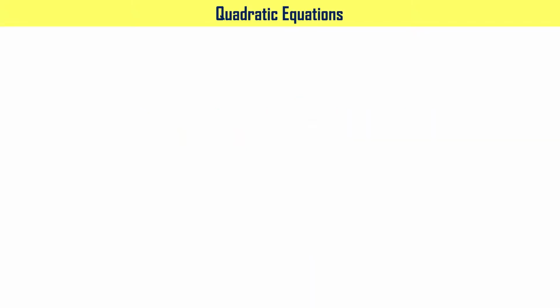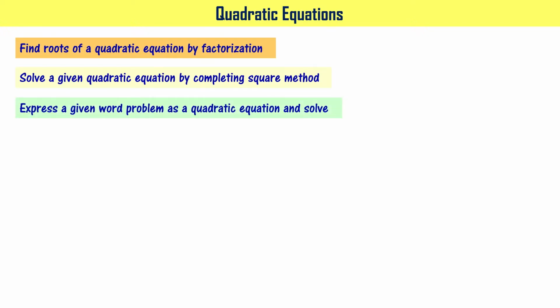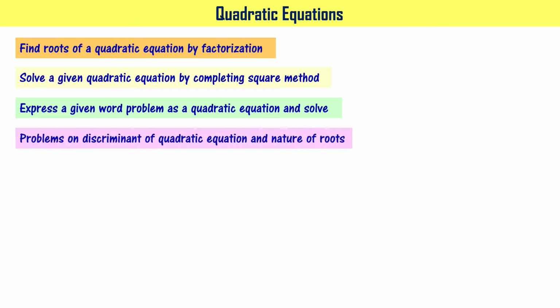Here, I list a few important topics based on my analysis of old question papers. Those are: find roots of a quadratic equation by factorization method, solve a given quadratic equation by completing square method, express a given word problem as a quadratic equation and solve the equation, and problems based on discriminant of quadratic equation and nature of roots. I'm going to solve a few problems from each of these topics.